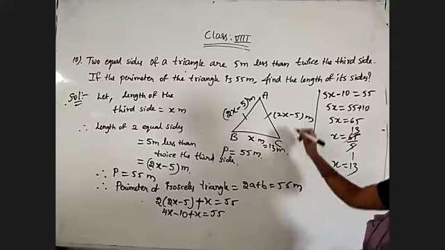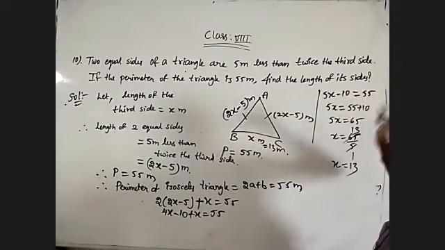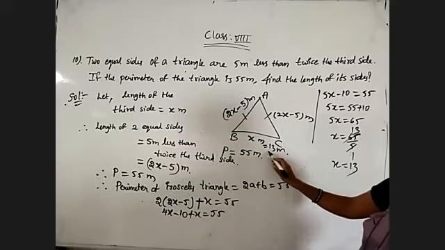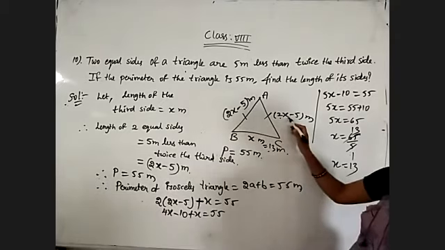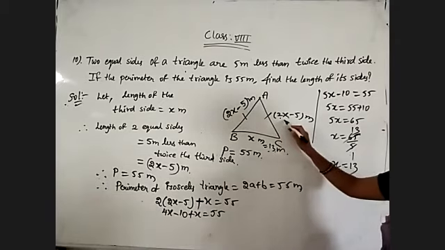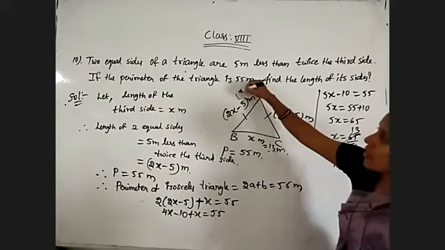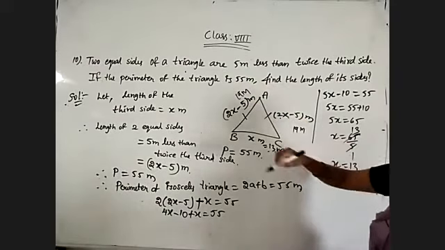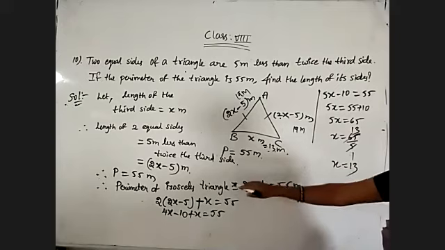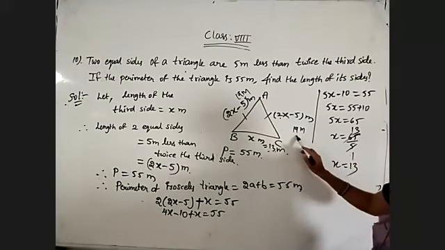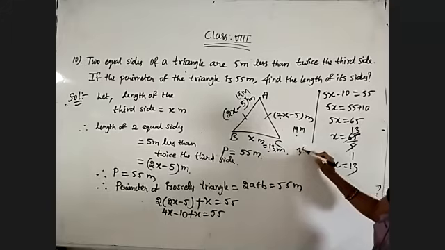So what is the question? Find the length of its sides. We need to find all the sides. So one of the sides is 13 meters. Now 2x, 13 2s are 26. 26 minus 5, that is 19 meters. So the other two sides are 19 meters. Add all these and check whether you will get 55 or not. 19 plus 19, 38. Okay. 38 plus 13.